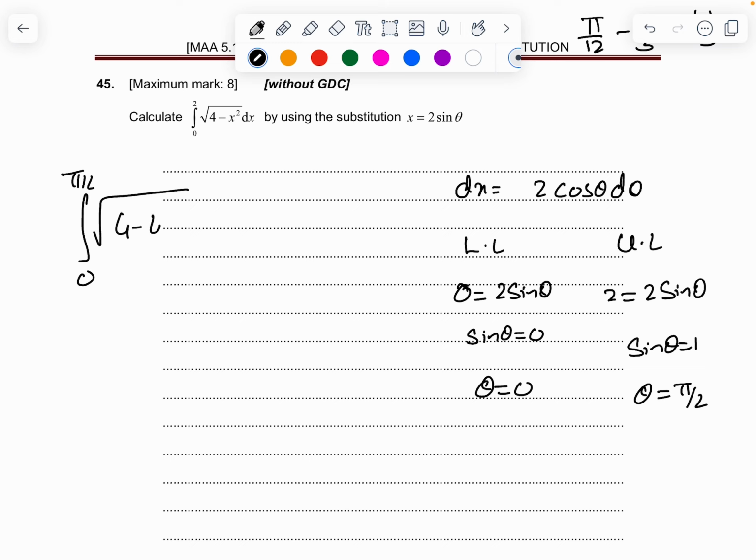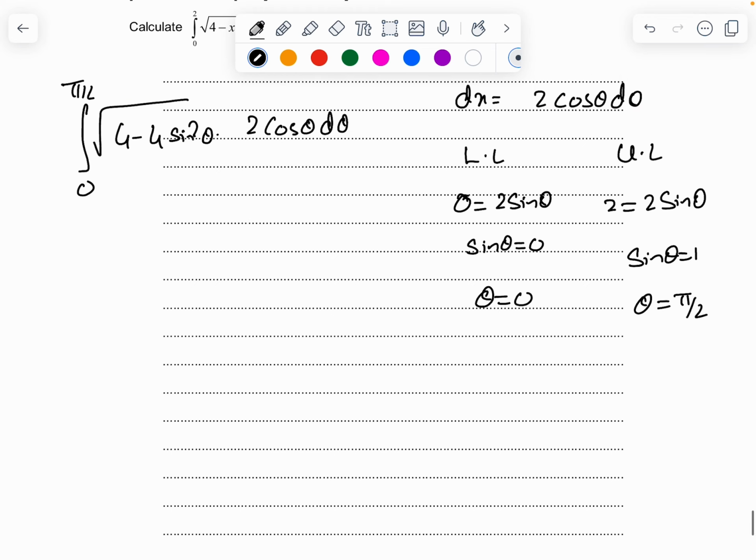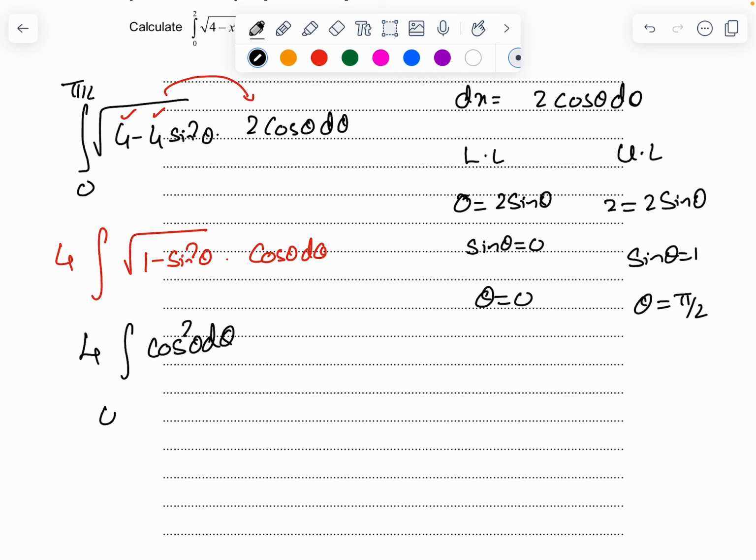Square root of 4 minus 4 sine square theta, and dx is nothing but 2 cos theta d theta. Taking 4 common, square root of 4 is 2, that 2 gets multiplied with this 2 and it becomes 4, and I'm left with 1 minus sine square theta times cos theta d theta. 1 minus sine square theta is cos square theta. Square root of cos square theta is cos theta. Cos theta times cos theta is cos square theta.